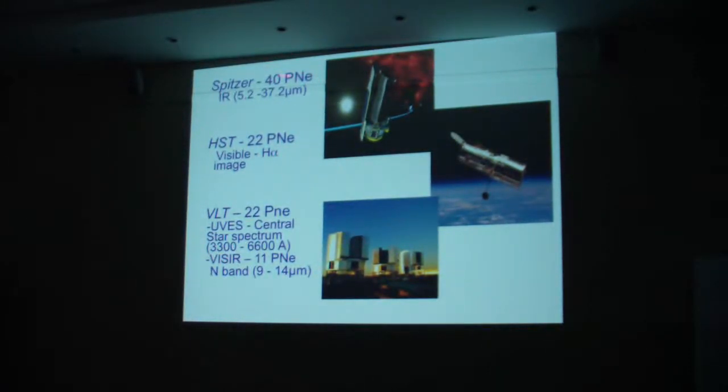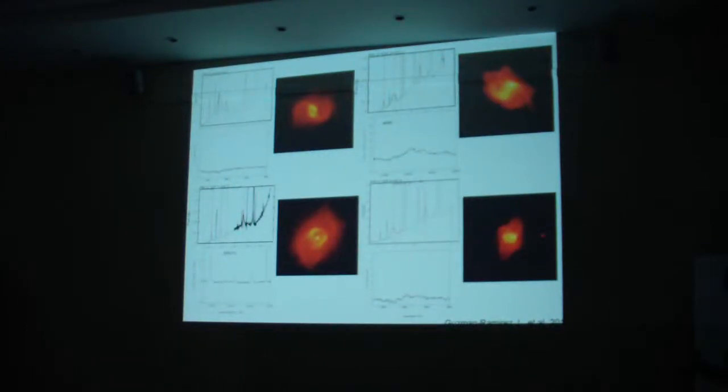So we have a sample of 14 planetary nebulae with the Spitzer. From those, we had 22 observed with HST H alpha images, and then the same 22 with VLT VIMOS from Gustav C with the central star spectrum. And then we did a follow up of 11 of them using this year in the VLT as well. So what we saw is that PAHs are actually very well correlated with the torus, or a very dense region in the center of the planetary nebula.